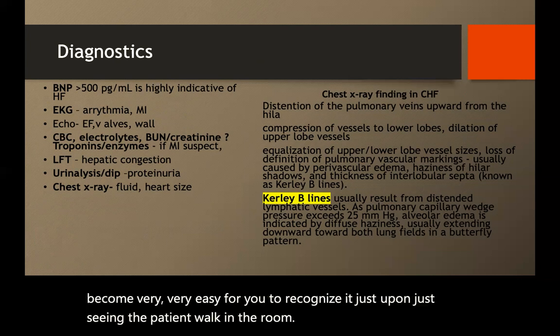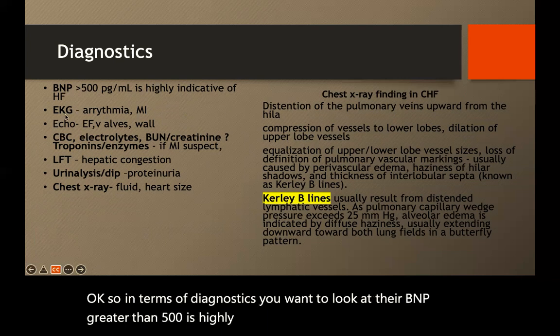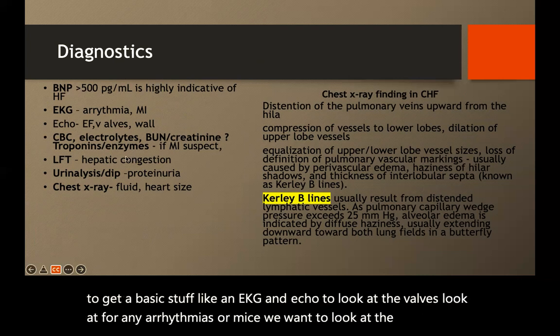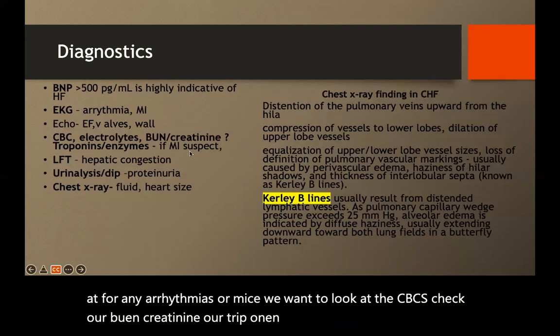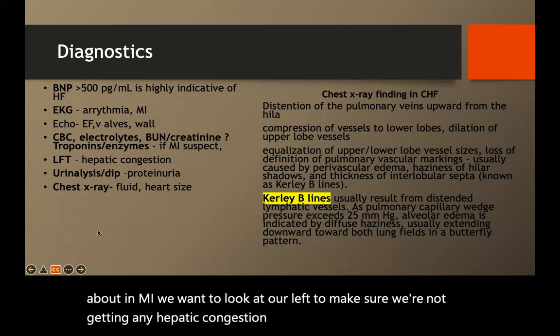Okay, so in terms of diagnostics, you want to look at their BNP. Greater than 500 is highly indicative of heart failure. Obviously, you want to get basic stuff like an EKG and echo to look at the valves, look for any arrhythmias or MIs. We want to look at the CBCs, check our BUN, creatinine, our troponin levels, again, if we're worried about an MI. We want to look at our LFTs to make sure we're not getting any hepatic congestion, as well as urinalysis and a chest X-ray.